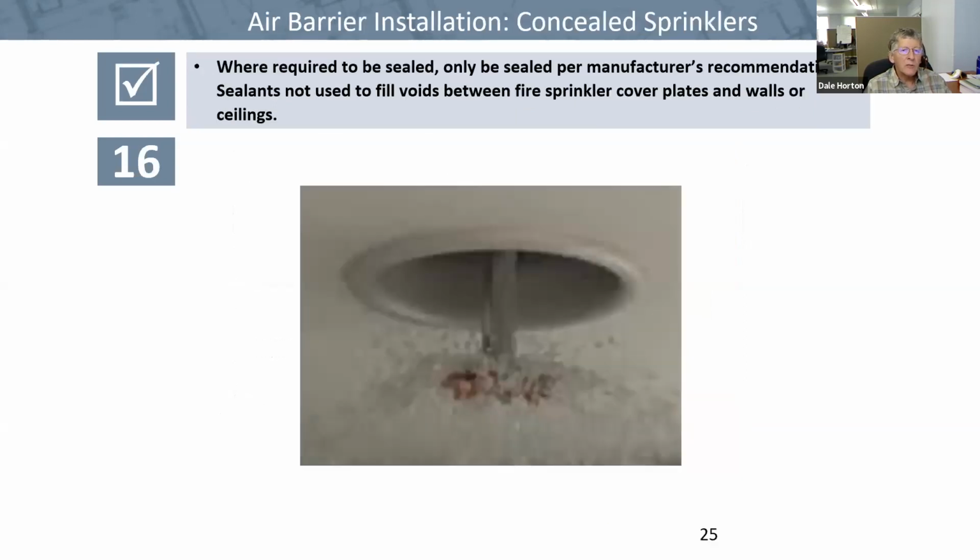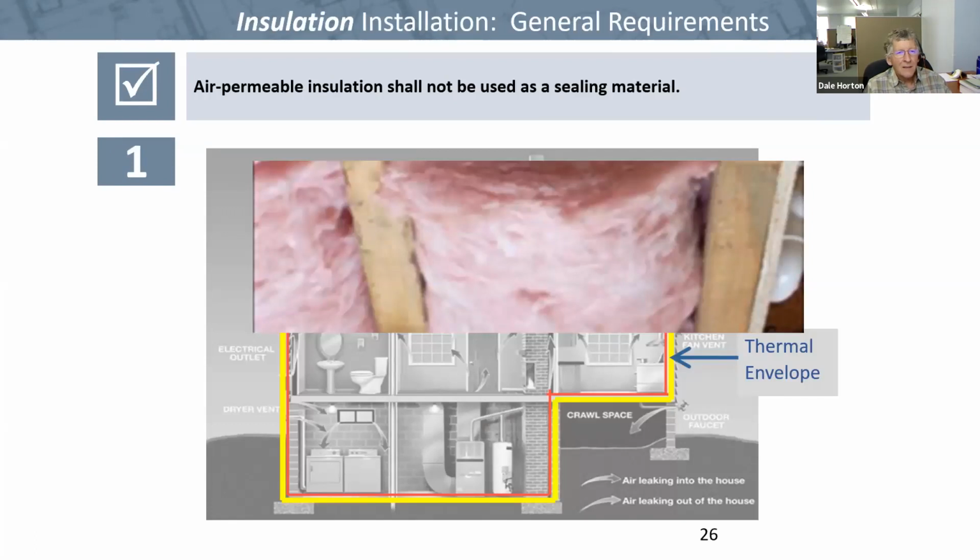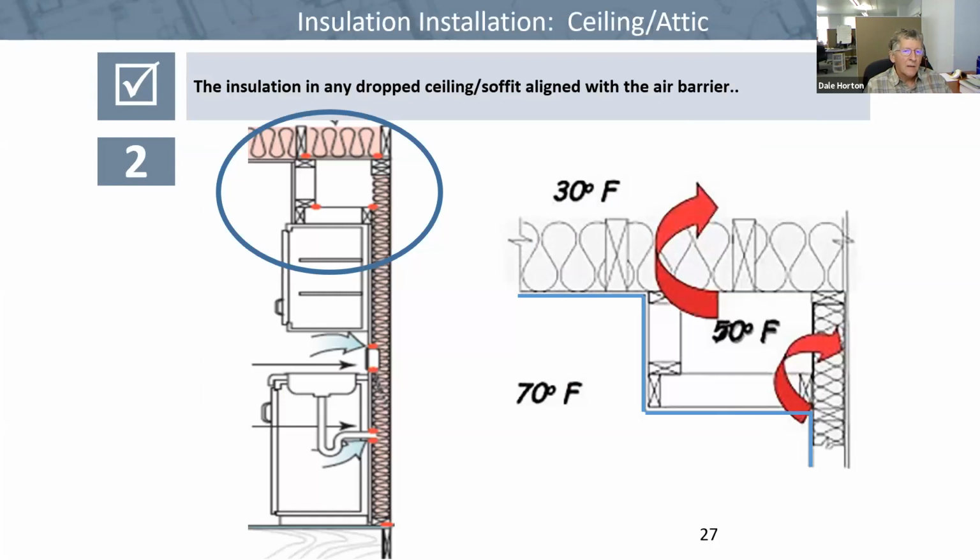Montana doesn't require sprinklers for houses. If we did, if you have concealed sprinklers in a residence, then there are some limitations that basically say don't prevent the sprinkler head from operating by filling it with foam or something like that. Then the insulation requirement is that you can't use air permeable insulation as a ceiling material. Once again, it reiterates that you have to align the insulation with the air barrier, and let's look at why.